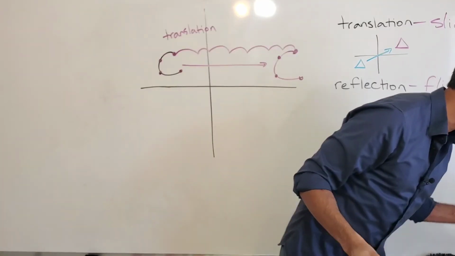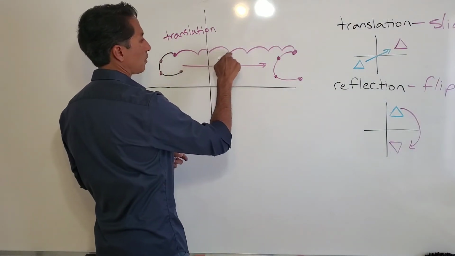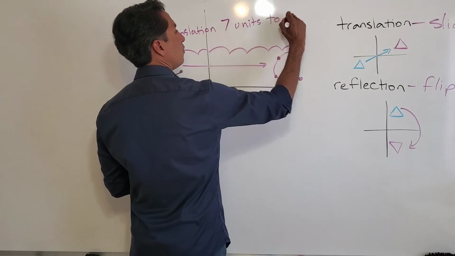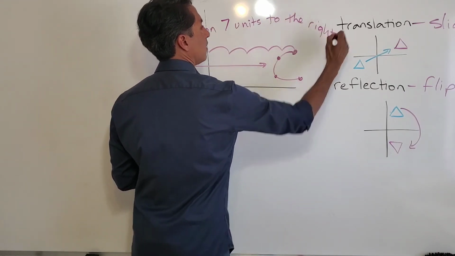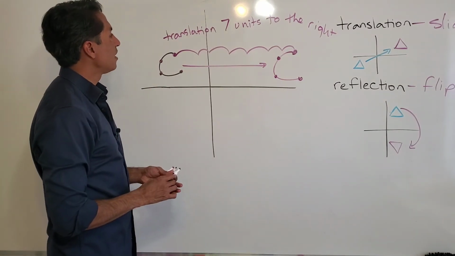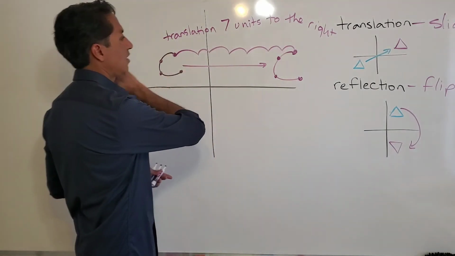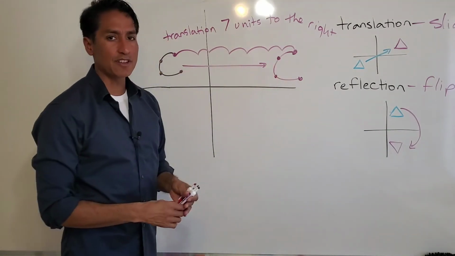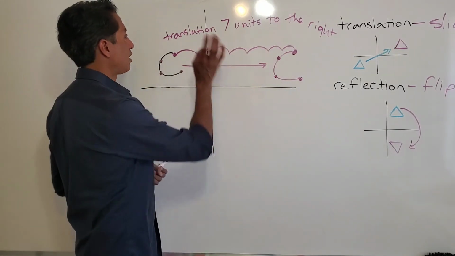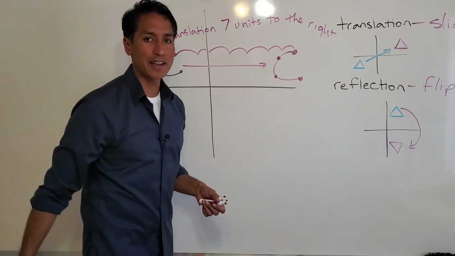Let's see here, the proper way. What did the book say? We'll say 1, 2, 3, 4, 5, 6, 7. 7 units to the right. Okay? That would be the most technical way we could write it. Okay? It was a translation, 7 units to the right. Okay? Because it started here, it slid 7 units to the right. What if it started here and went backwards? Okay? Then it would be a translation, 7 units to the left, okay?